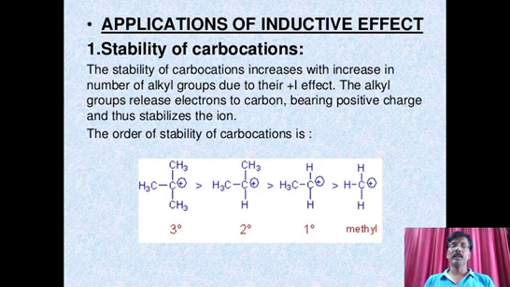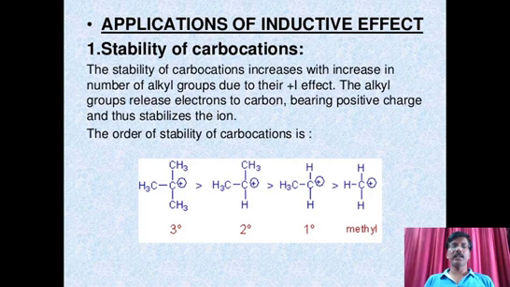Only one group. If you take secondary as example, here there are two methyls. You see, there are two methyls. So the two methyls means there are two groups which are showing plus I effect. Therefore, what happens? Due to these two plus I effects, the positive charge is still reduced. Now look at the third one. Here there are three methyl groups which are exhibiting plus I effect. Therefore, what happens? Due to the impact of three plus I effects, the positive charge is still reduced.